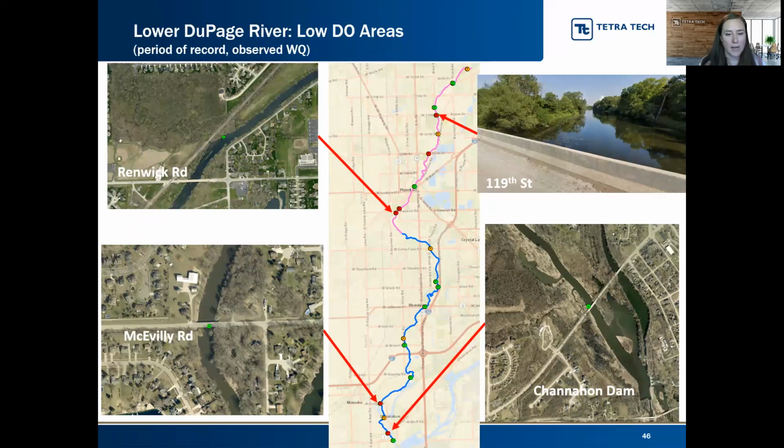And then lower DuPage, some of the locations that had some of the most frequent recordings of dissolved oxygen excursions, just pointing those out here. Maybe it's just helpful to see where those are, even if it's outside of the scope of this project, for thinking about those targeted areas for potential improvement, if it's something physical that could be done to the channel.